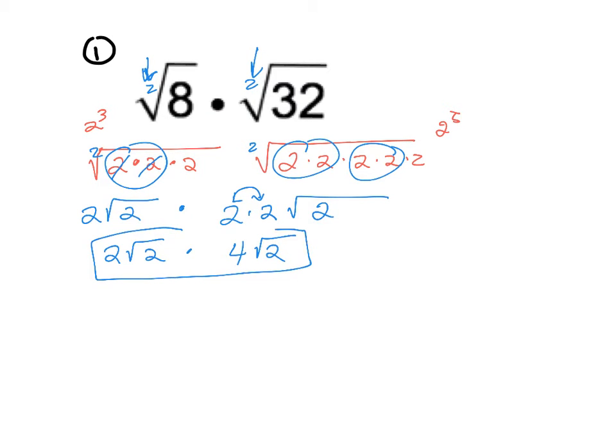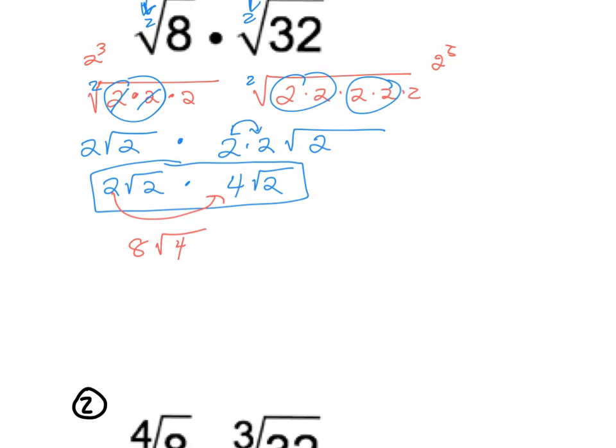And then I can take this and I can multiply these two numbers. 2 times 4 is 8. And I can multiply what's in the root. Square root of 2 times square root of 2 is square root of 4. Square root of 4 is 2 times 2, so I can take out another 2. So it is like saying 16.